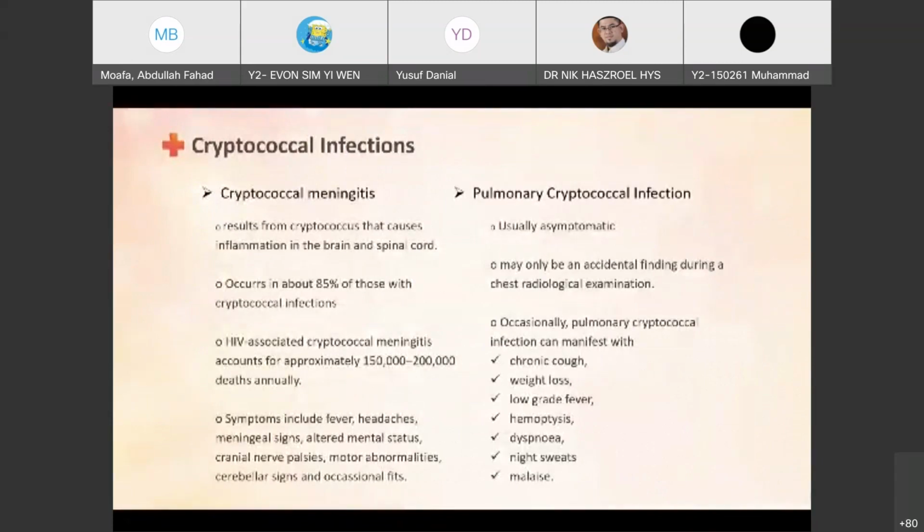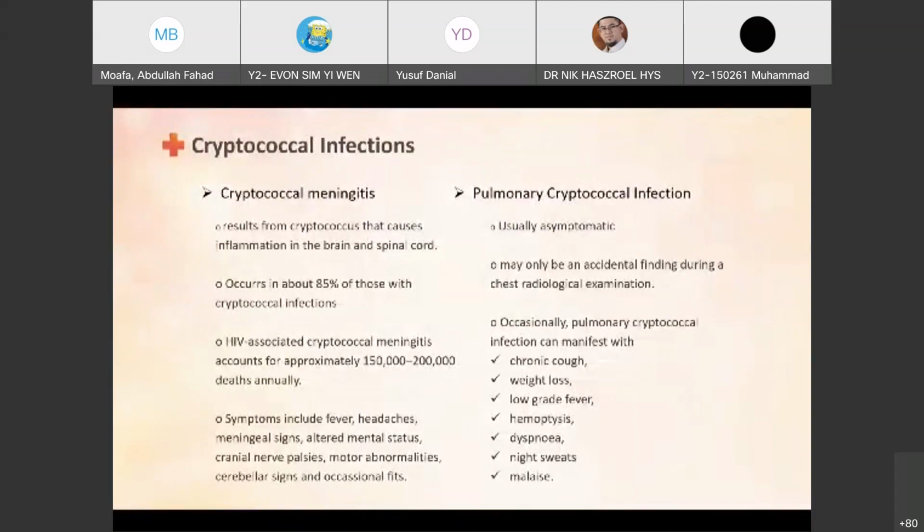And under cryptococcal infections, we have cryptococcal meningitis and pulmonary cryptococcal infection. So for cryptococcal meningitis, this form of meningitis results from cryptococcus that causes inflammation in the brain and spinal cord. And the involvement of the central nervous system with cryptococcal meningitis is the most common, occurring in about 85% of those with cryptococcal infections, where the symptoms include fever, headaches, meningeal signs, altered mental status, cranial nerve palsies, motor abnormalities, cerebral signs, and occasional fits.